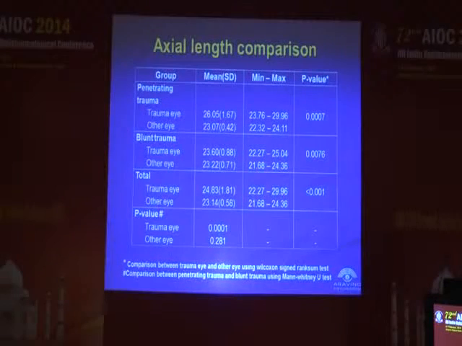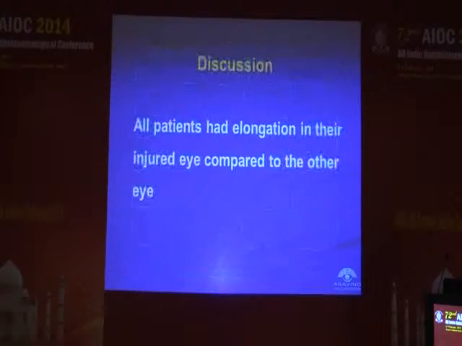To summarize, mean axial length in the penetrating trauma group was around 26.5, ranging from 23.76 to 29.96. In the blunt trauma group, mean axial length was 23.60, ranging from 22.27 to 25.04, and axial length elongation was more in penetrating trauma as compared to blunt trauma. All patients had elongation in their injured eye compared to the other eye in our study.